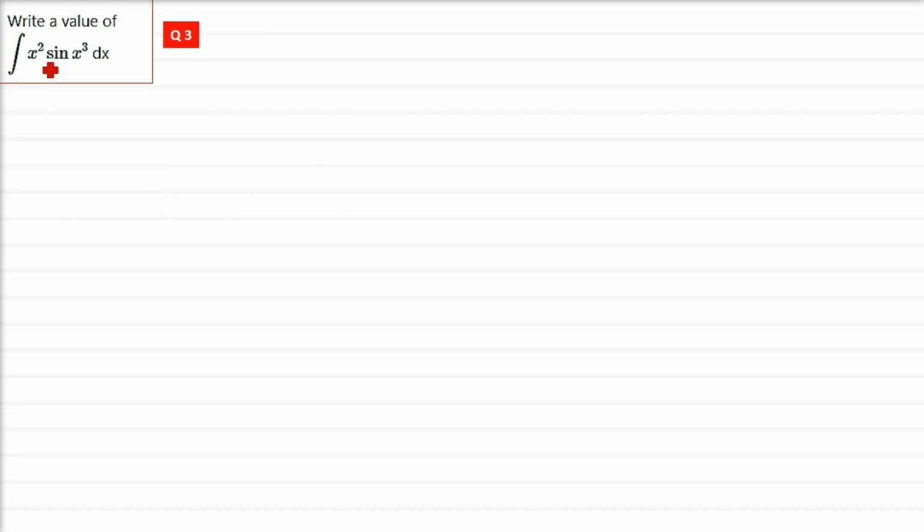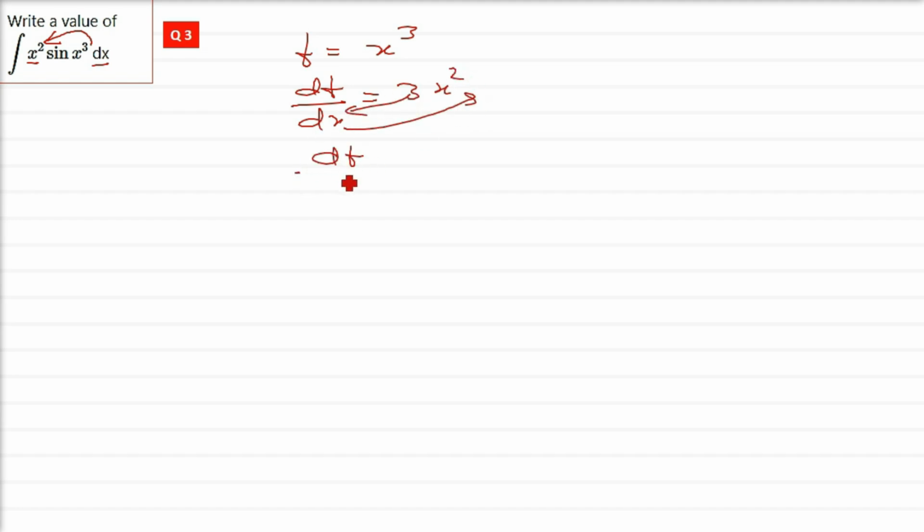Next one is x square sine x cube. Now if you take x cube, the differentiation will give you x square. So we will take this x cube as t, will differentiate it, dt by dx. This will give you 3x square. This dx will go here on the right and 3 will bring in the denominator. So dt by 3 will become x square dx. Now this x square dx we will take together and we'll replace it by dt by 3.